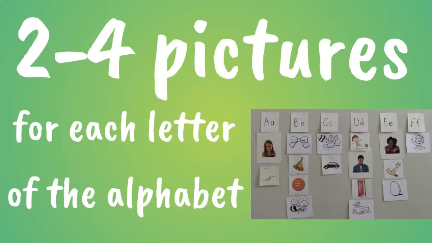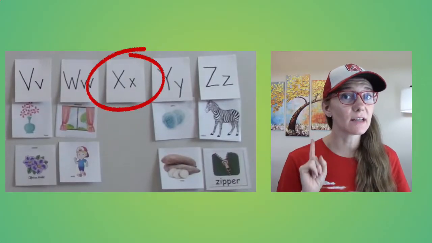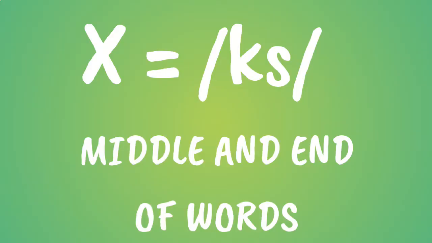Keep doing this until there are 2 to 4 pictures for each letter of the alphabet, excluding the letter X. This is because the sound of X is only found in the middle or at the end of words. So that's a letter you don't need to worry about. You can teach your child about it later on with ending sounds. As your child begins to learn the letter sounds, they may go up and touch the correct letter when asked which letter makes that sound, if they still don't know the letter names.